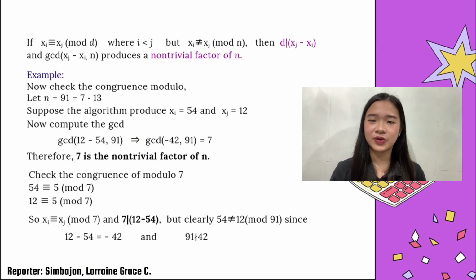We now check the congruence modulo to check if it satisfies the congruence. 54 is congruent to 5 modulo 7 and 12 is congruent to 5 modulo 7. As you can see, the modulo 7 provides an equal congruence. So x sub i is congruent to x sub j modulo 7, and 7 divides 12 minus 54. But clearly 54 is not congruent to 12 modulo 91 since 12 minus 54 is equal to negative 42 and 91 does not divide 42.